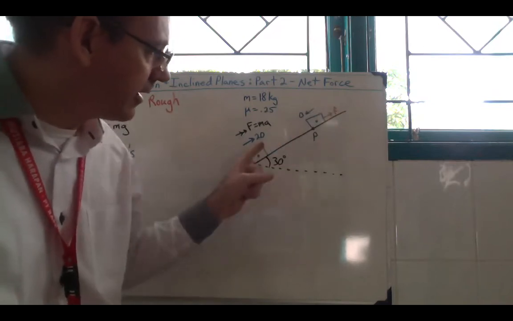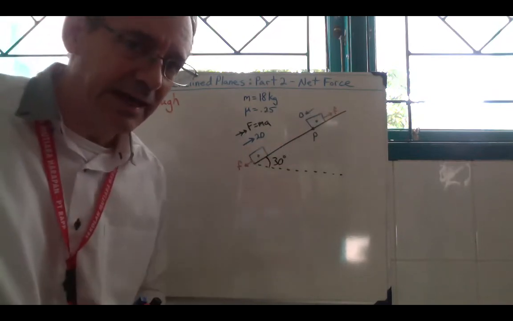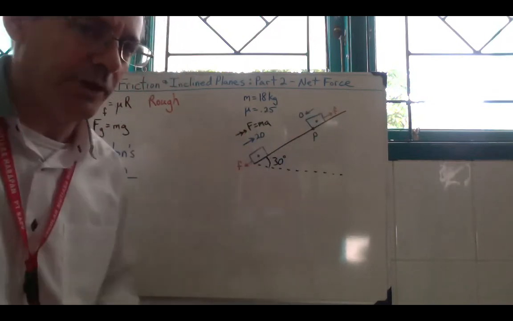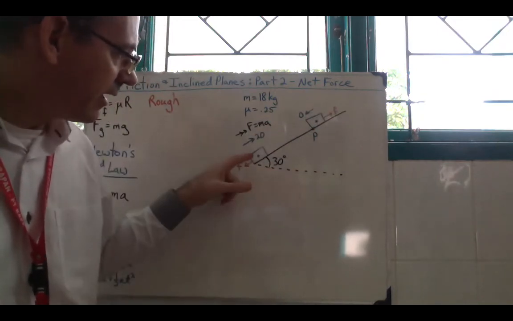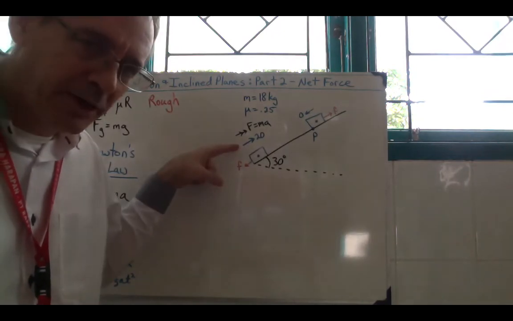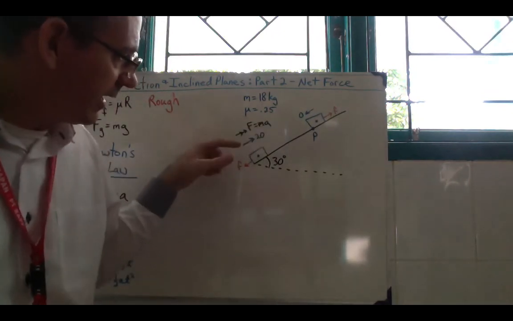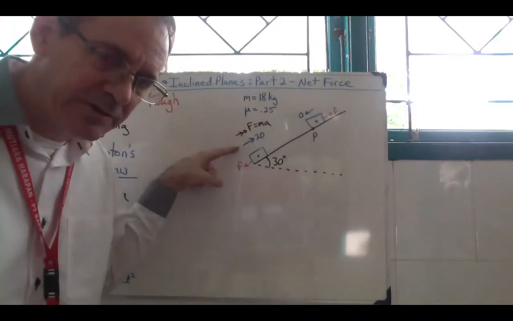So we draw our inclined plane. You need a good diagram with some space to work. So we have an inclined plane at 30 degrees. Our object is being propelled upwards, or up the plane, at 20 meters per second.